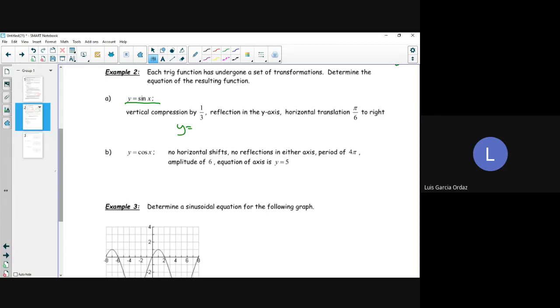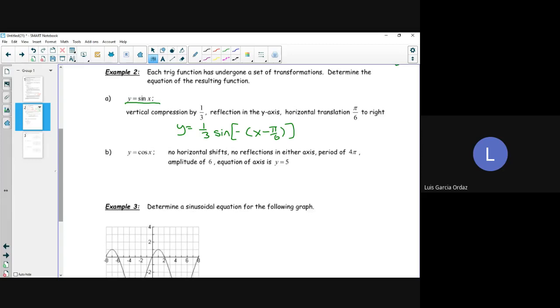y equals, what's the first thing we're going to write? 1/3. So 1/3 sine negative x, and then because we have it to the right, minus pi over 6 in the bracket. And is there any vertical shift up or down? No, so we just leave it as that. So our transformed equation is going to look like y is equal to 1/3 times sine of negative x minus pi over 6, and that would be it.